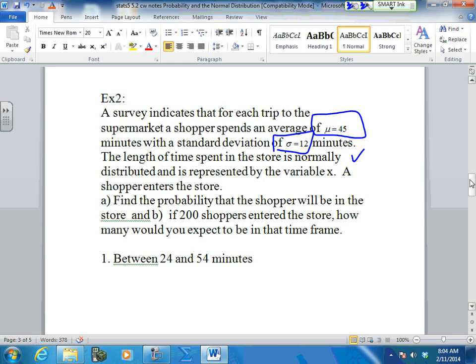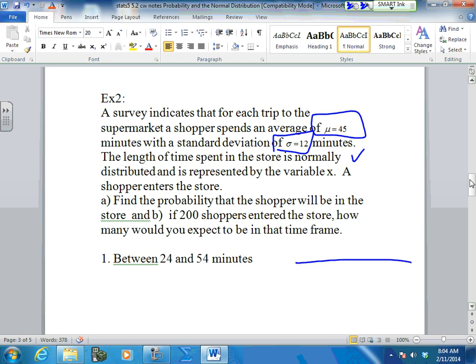A random shopper enters the store. We want to find the probability that the shopper will be in the store between 24 and 54 minutes. Somehow it looks like I messed that up when I wrote it. Between 24 and 54 minutes. And then we want to find out how many would be expected to be in that time frame if 200 people entered the store. Once you find the probability that that person will be in the store between 24 and 54 minutes, we can take your probability and figure out of the 200 how many I expect to be in there.